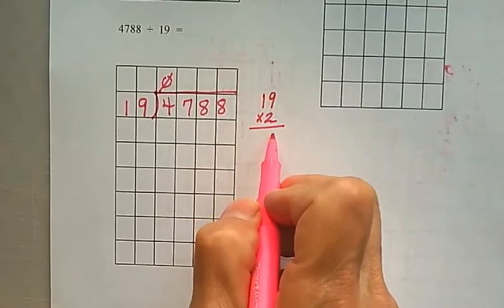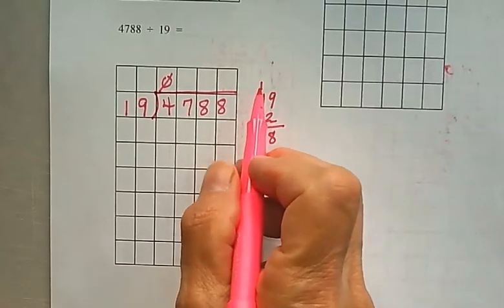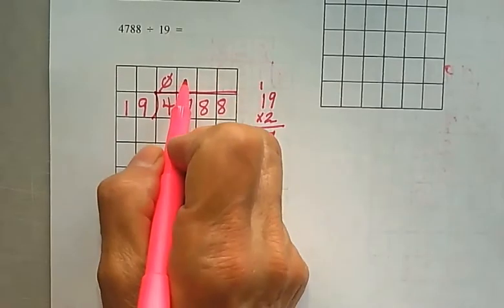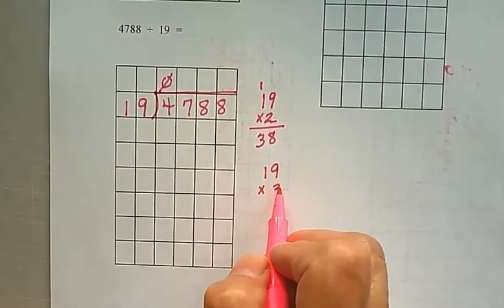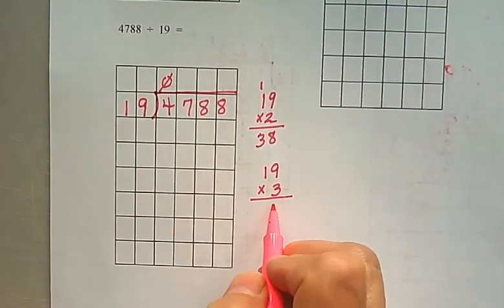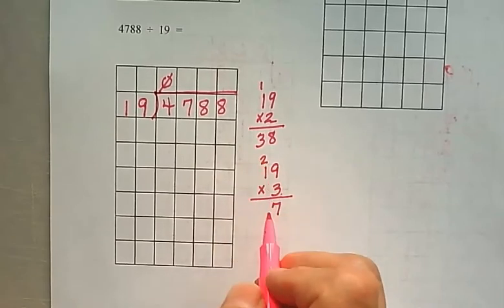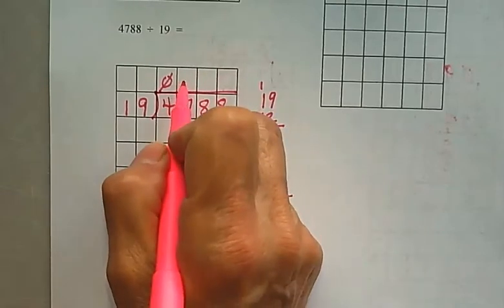So 9 times 2 is 18. Put down my 8, carry my 1. 2 times 1 is 2, plus 1 is 3, 38. That's pretty close. I'm going to go ahead and try that. Or I could say, I don't know, what's 19 times 3? So 9 times 3 is 27, carry my 2. 3 times 1 is 3, plus 2 is 5, 57. Too much, right? So we're going to go with 2.